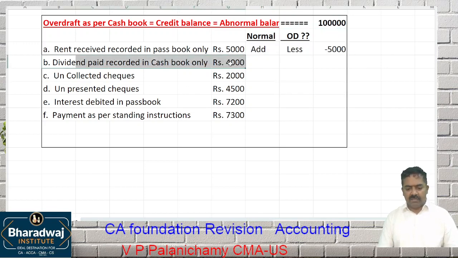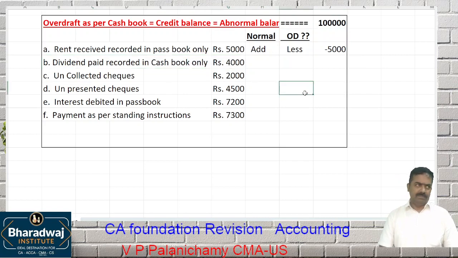Dividend paid recorded in which one? Cash book only. Dividend paid recorded in cash book only. In cash book what we have done? Dividend received or paid? Paid. So minus pannirukkom. We would have reduced. Whether the banker has reduced? No. So if normal, what should we do? Add பண்ணிருக்கணும். Since OD balance ஆல do the opposite.